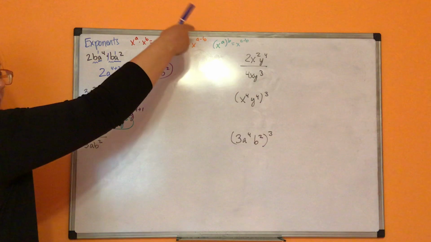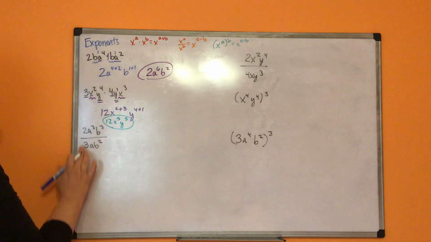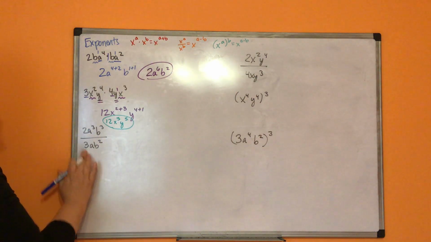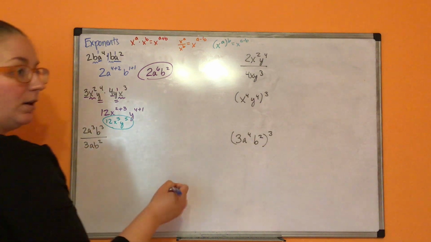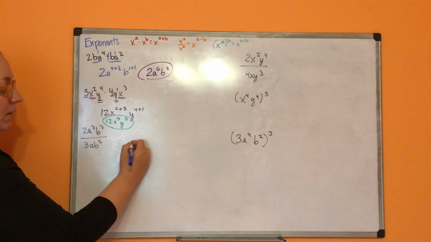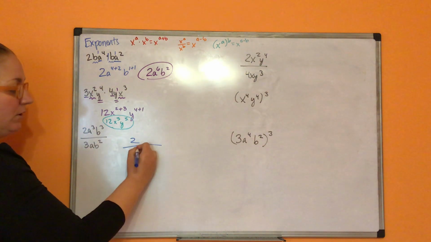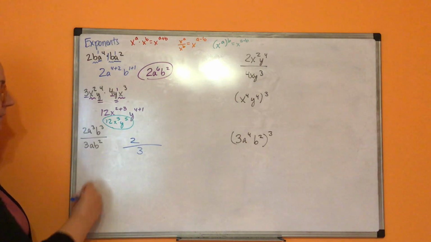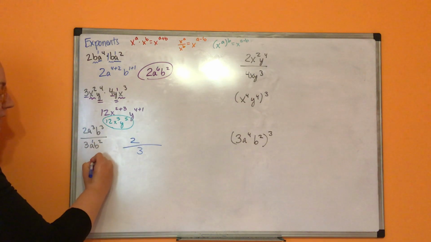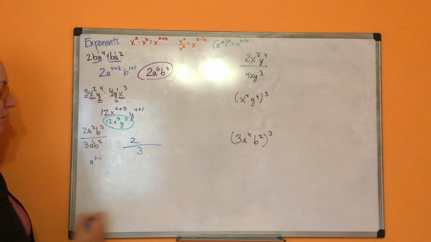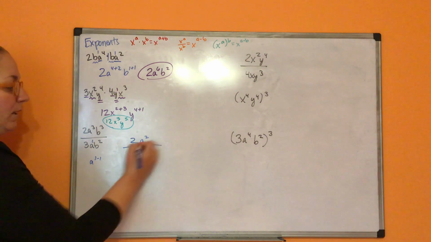We'll be subtracting top exponent minus bottom exponent. If I could reduce or divide 2 over 3 and get something simpler, I would do that. However, 2 over 3 doesn't reduce, so no matter what, final answer is going to have a 2 on top, 3 on the bottom. For my a's, I'm thinking a to the 3 minus 1, so a squared.